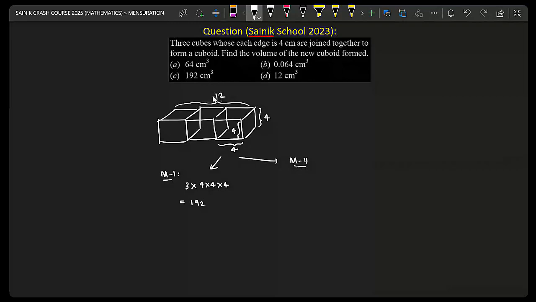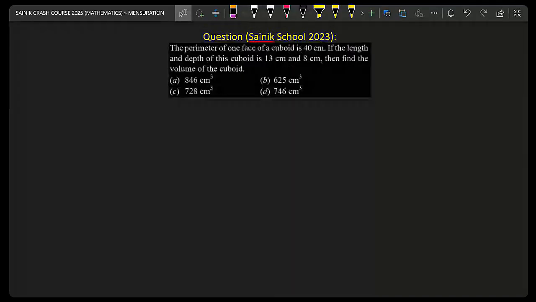2023 paper, you got this question. Diameter of one face of a cuboid is 40 centimeters. If the length and depth of this cuboid are centimeters and 8 centimeters, then find the volume of the cuboid. So let's say this. Shreyash, can you read the question?